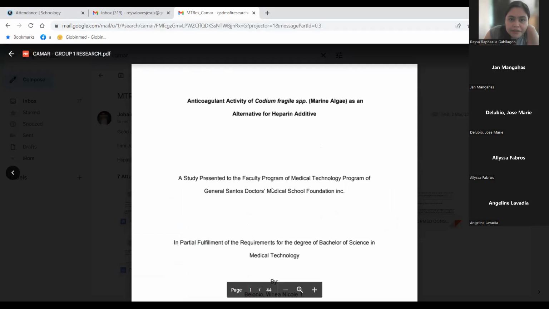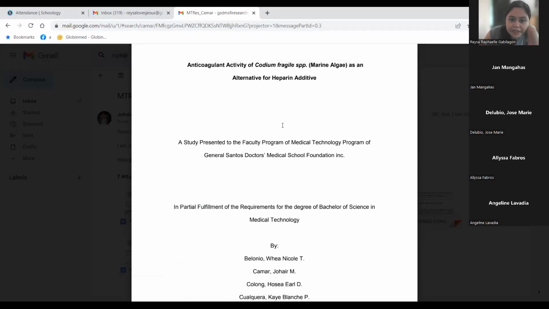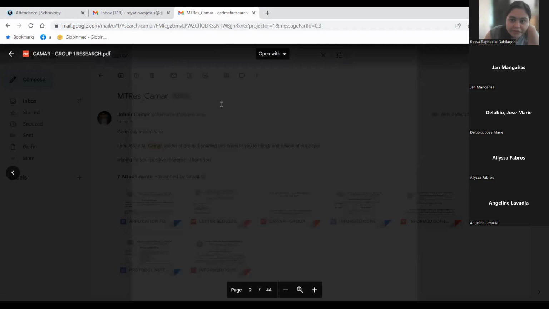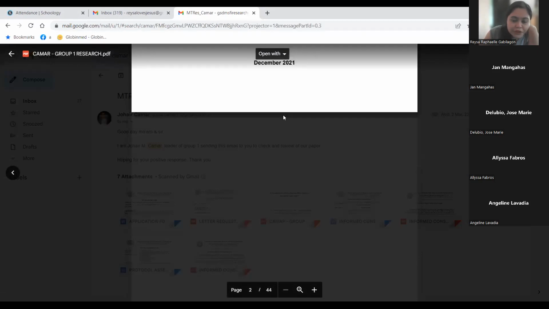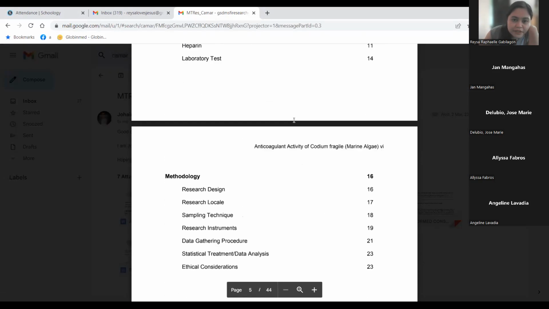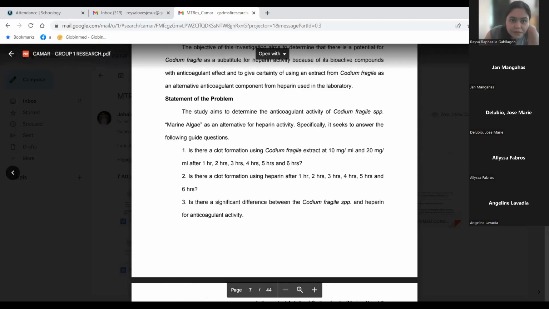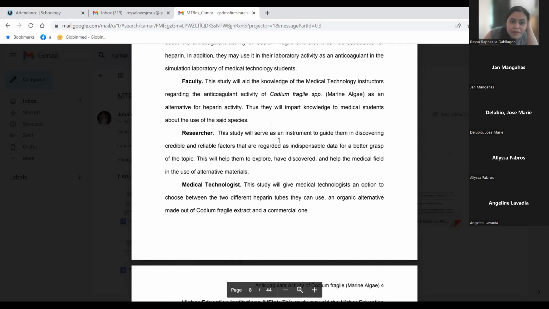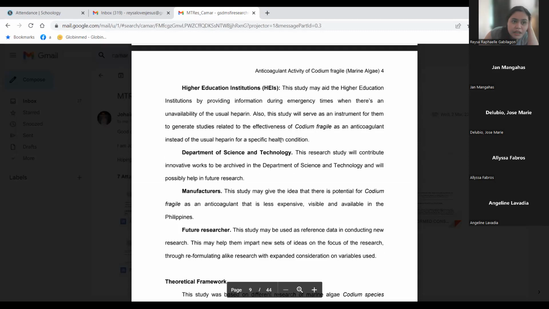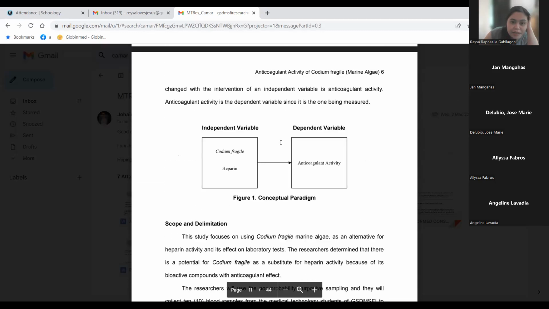Okay, this is Anticoagulant Activity of Codium fragile marine algae as an alternative for heparin additive. Well, let's see their SOP. This one is for the clot formation, no? Tapos may significant difference ba yung clot formation ng heparin and then yung kanilang material.